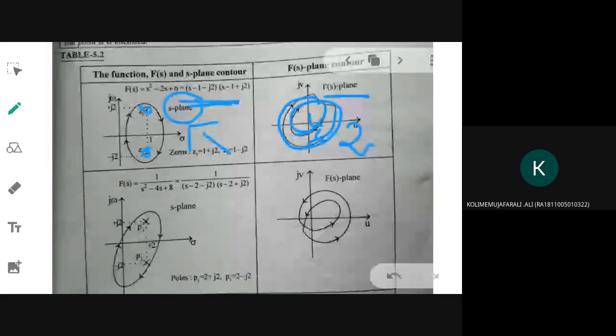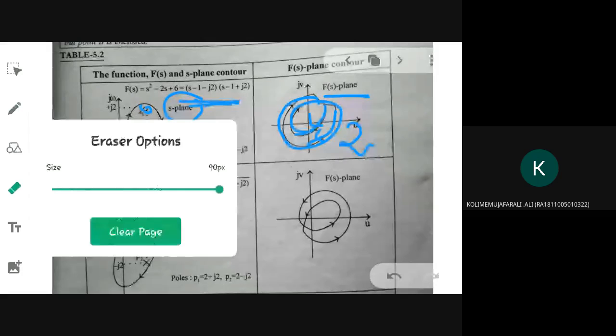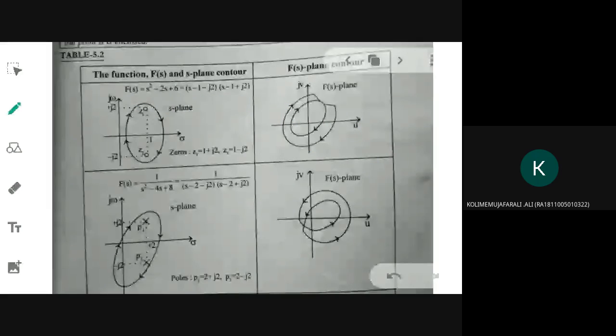And one more thing you need to know, the encirclement here is about 0. At the origin you are going to consider the encirclement. Every time for the F of S plane, at the origin you have to consider the encirclement. I have made a blue mark now. Around that only the encirclement is there.